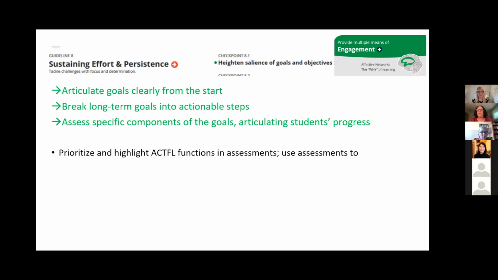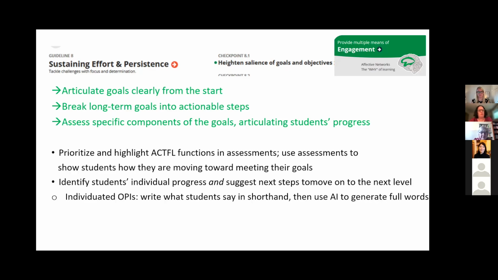Continuing on this idea, prioritizing and highlighting these functions. For example, I do individuated OPIs, which I've talked about in another ACDR context, so I won't talk about much now. But this is another time where I can use AI. It's quite difficult to write down everything a student says and then give them that. But if we can write down what they say in shorthand, just kno for kniga, AI can generate the full words for us so the students can see how much they're able to say. So instead of a frightening oral assessment, it's a celebration of how much they're able to say, and AI can help us with that.